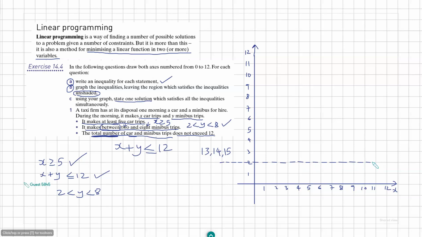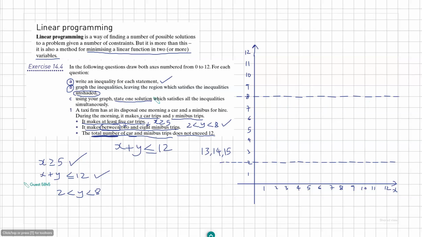Why are we drawing dotted lines? Because it's not equal. And where is y equal to 8? Here, right? Yes. So you draw a dotted line here. And so actually your solution will be between 2 and 8, right? The region in the middle is going to be your solution, right?